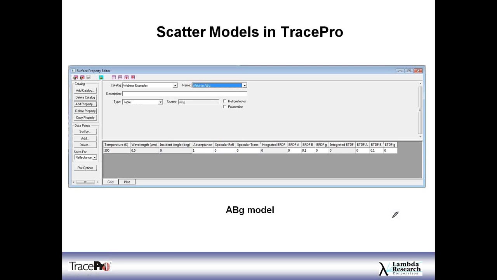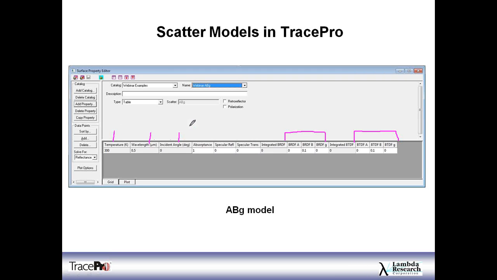Taking a quick look at some of these surface property editors, here's the ABG model. We have absorption, specular reflection, specular transmission, BRDF terms for A, B, and G, and BTDF. So reflected terms here, transmitted terms here. And all of these can vary as a function of temperature, wavelength, and incident angle.